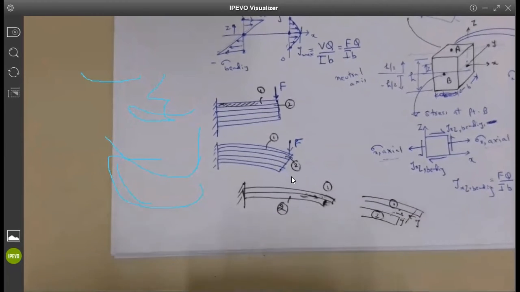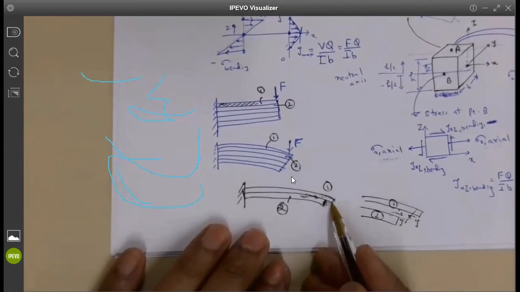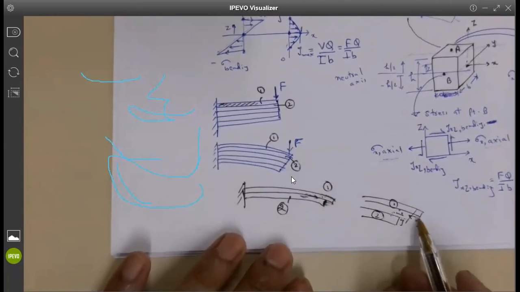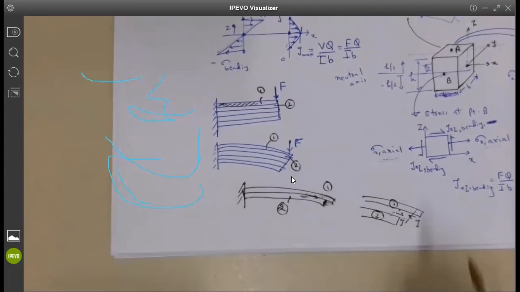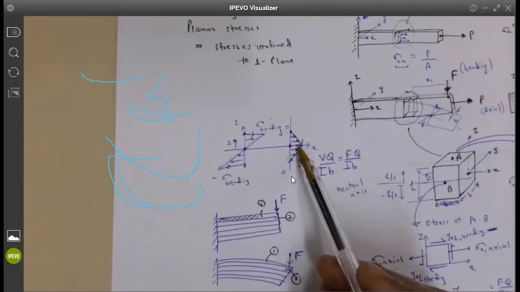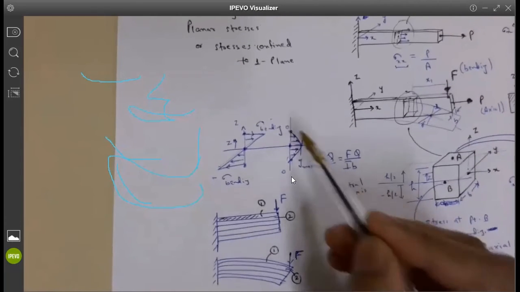There is some type of shear happening just to make sure that they are deforming in the same manner. There are no gaps or breakage in the material. So because there is no breakage in the material, there has to be some shear stress between the layers.